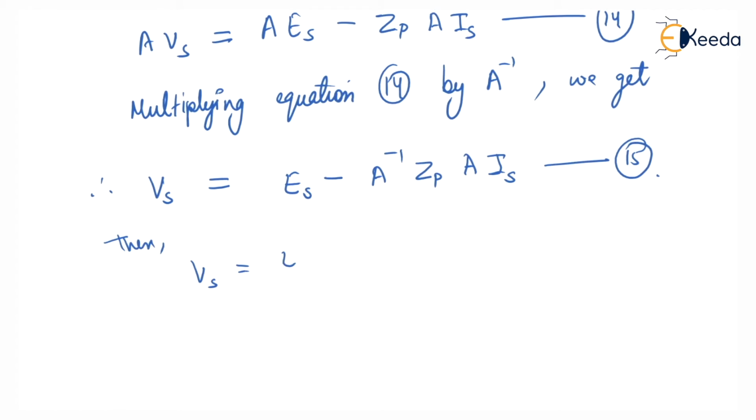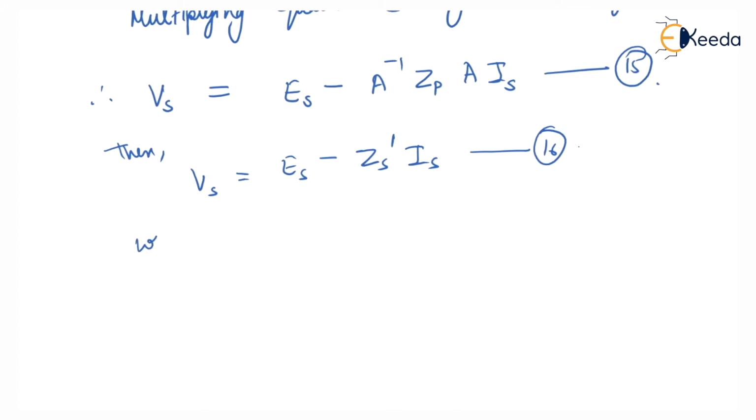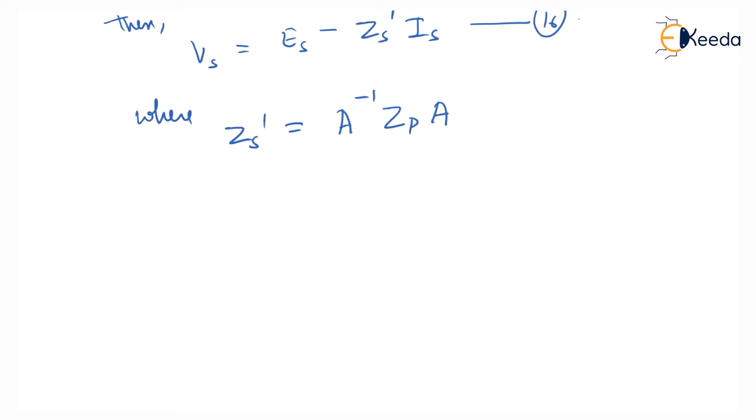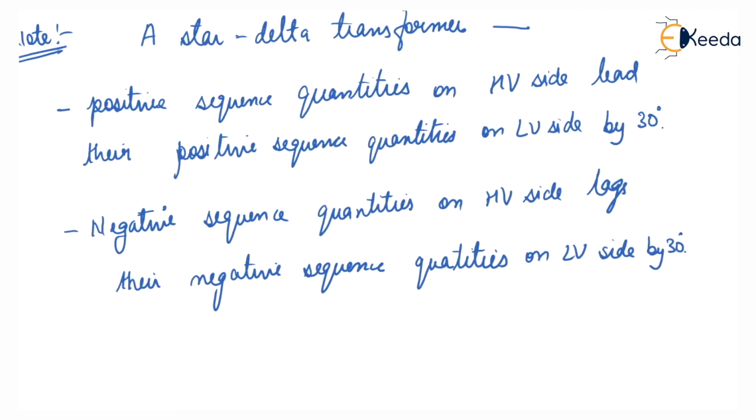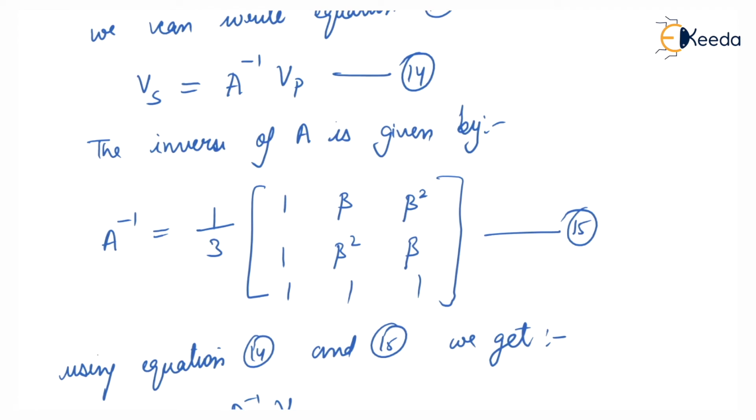Vs is equal to Es minus Zs dash into Is. This is equation number 16, where Zs dash is equal to A inverse Zp into A. And A inverse Zp into A, we know, is equal to 1 by 3 times the matrix [1, beta, beta square; 1, beta square, beta; 1, 1, 1]. We already know the value of A inverse.